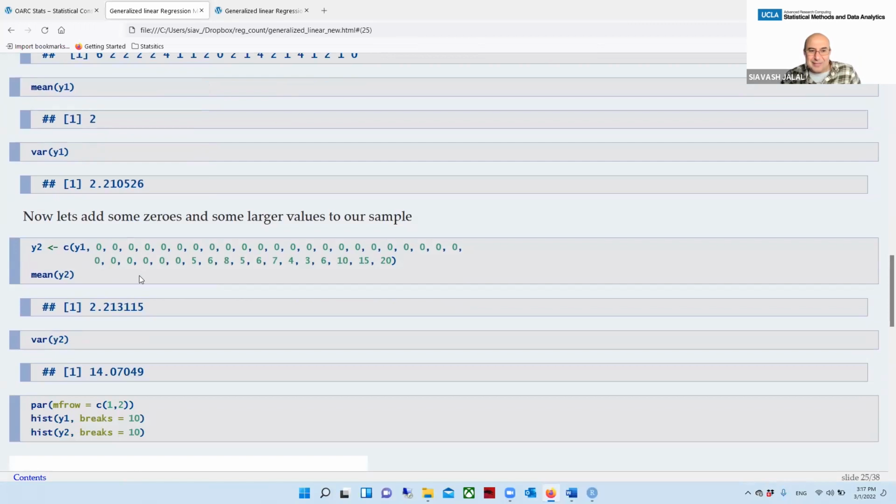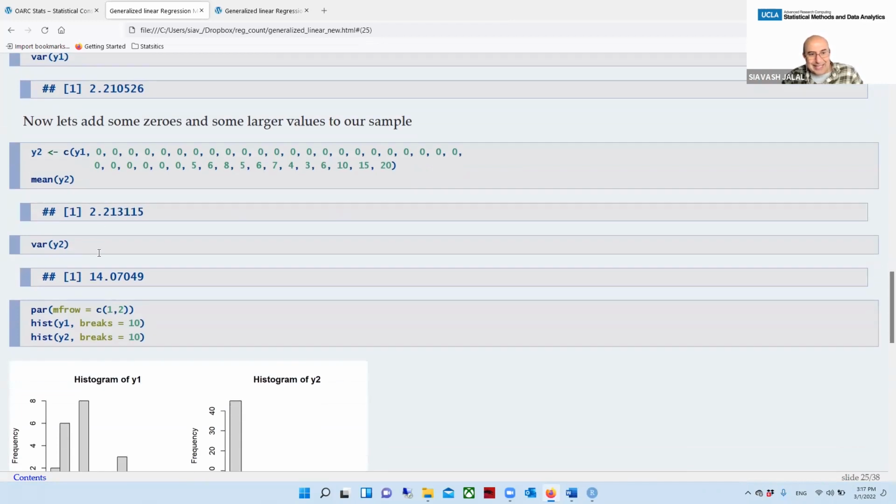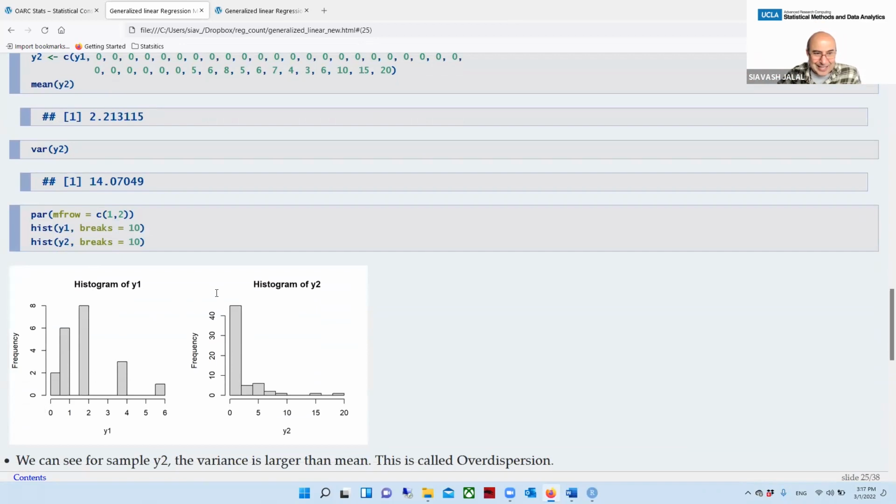But if I add a lot of zeros and then calculate the mean and variance, you can see the mean and variance are not equal. So again, one thing is that the variance depends on the mean, so it's not independent like in a linear model. Another thing is that in Poisson, mean and variance are equal, or almost equal if you calculate the sample mean and sample variance. When it's not, the data is very skewed.